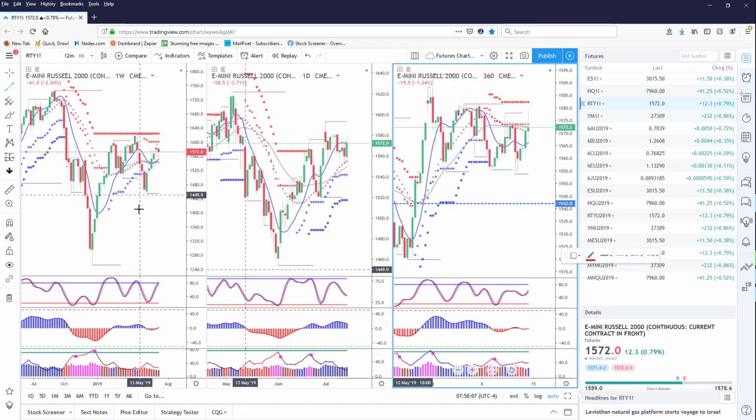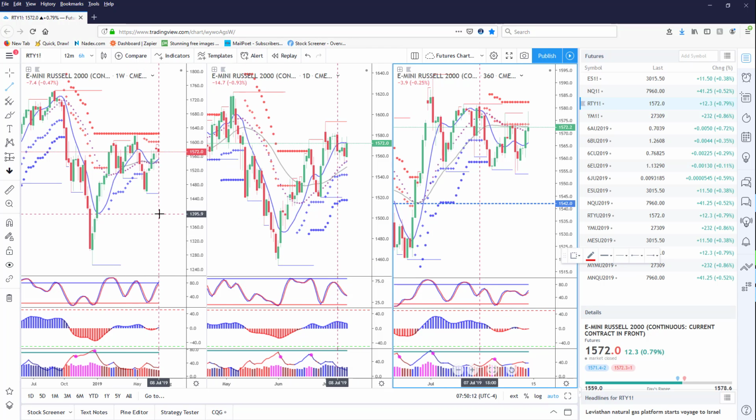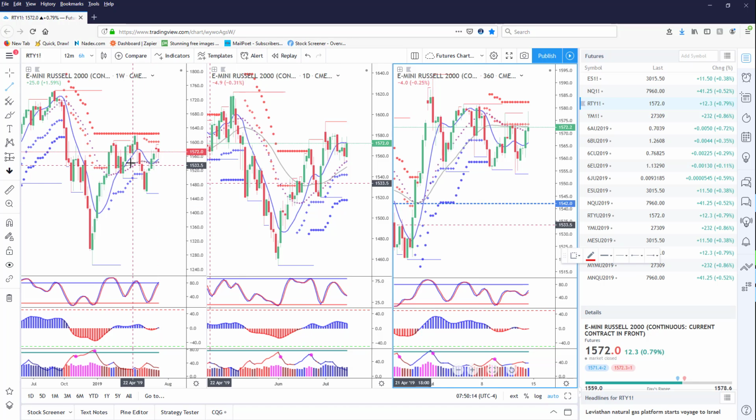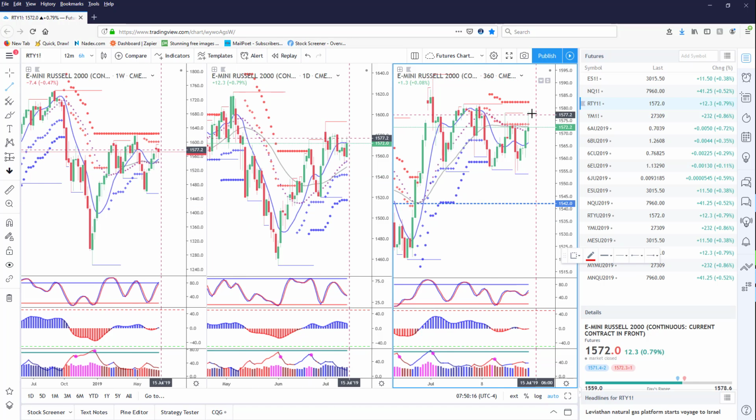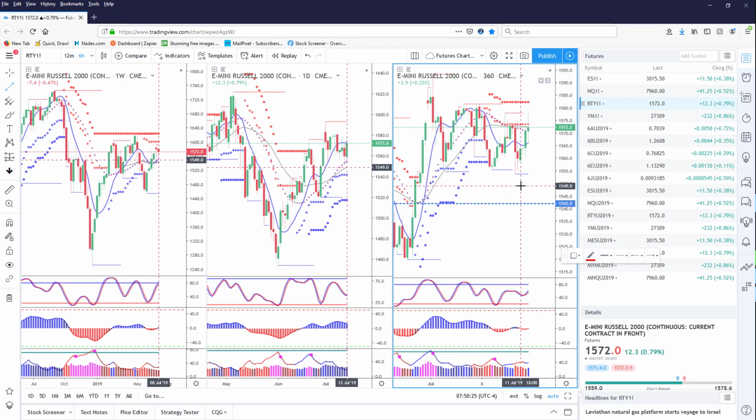If we go over to the Russell, you can see the Russell is just now approaching the overbought status. But also notice that this is not trending up on the weekly. The Russell is really the only one that is not trending up. And we have this double top formation over on the 6-hour chart. That may indicate that we get some downward pressure the first part of the week.